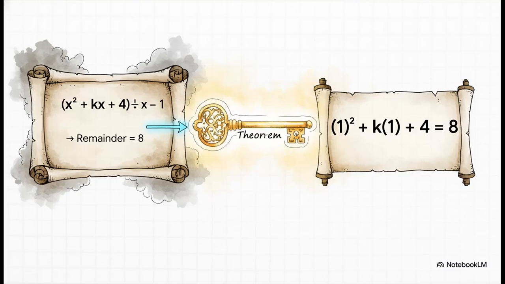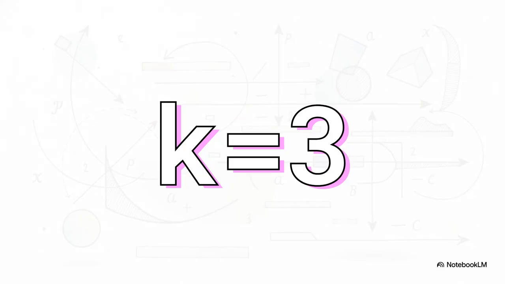The problem tells us the remainder is 8 when we divide by x minus 1. What does the theorem tell us? It means that p of 1 is 8. They're the same thing. So all we have to do is plug 1 into our polynomial for x, set that whole thing equal to 8, and just solve the simple equation that's left. And from there, the algebra is super straightforward.